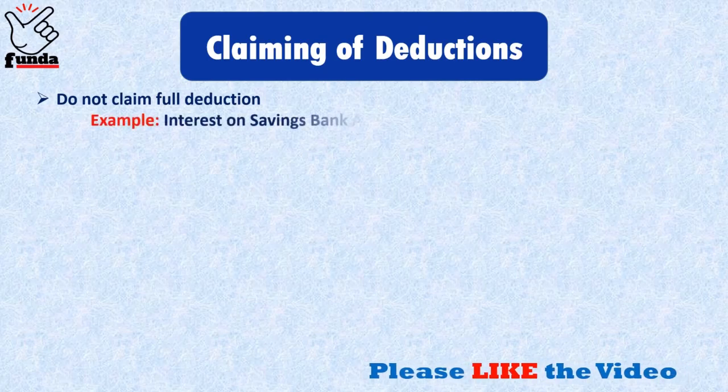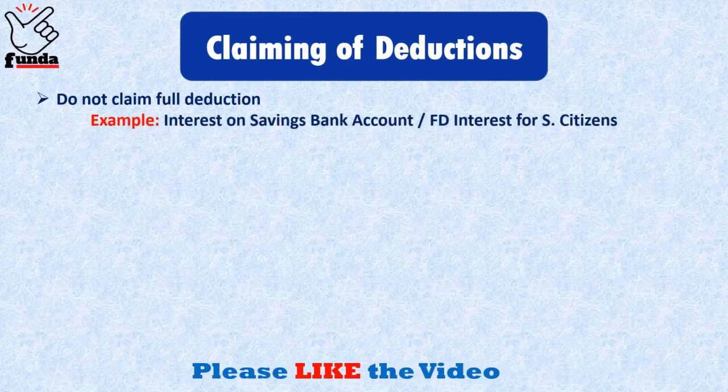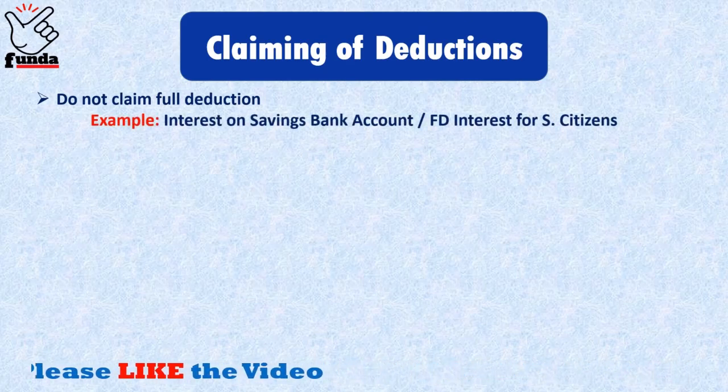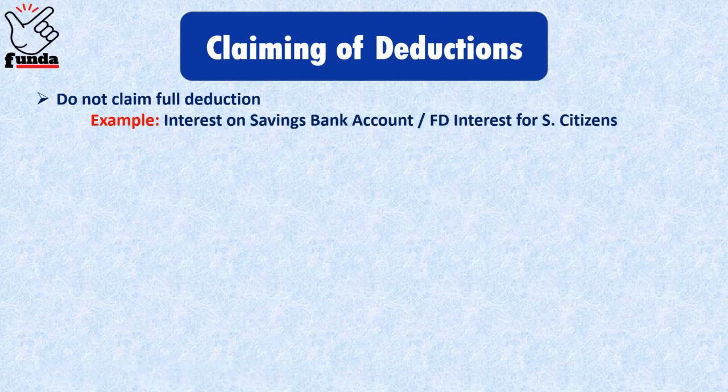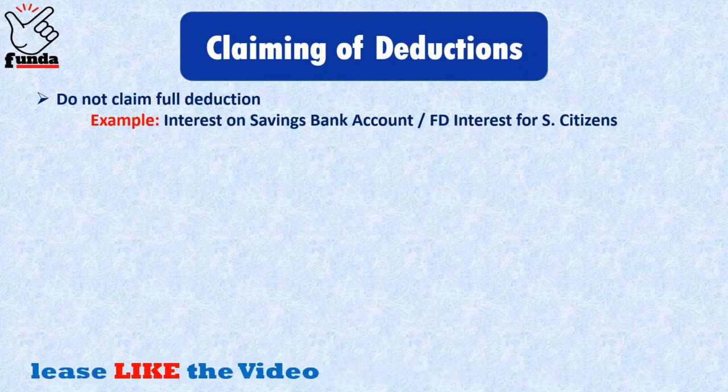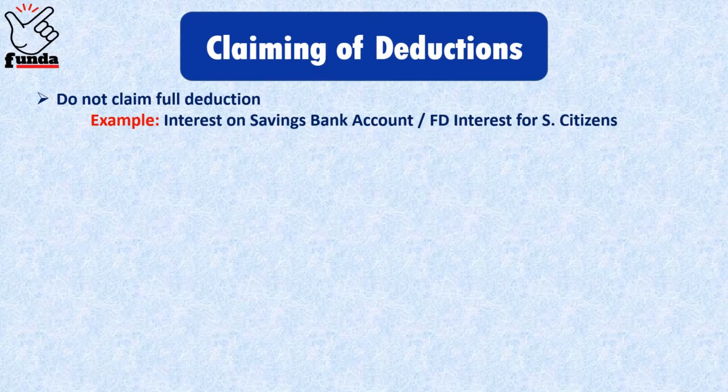For example, deduction up to Rs 10,000 is available to any taxpayer below 60 years under Section 80TTA on interest earned in savings account, and to senior citizens up to Rs 50,000 under Section 80TTB on any interest earned from deposits in bank or post office, but the taxpayer misses out on claiming full deduction under this head and ends up paying more taxes.